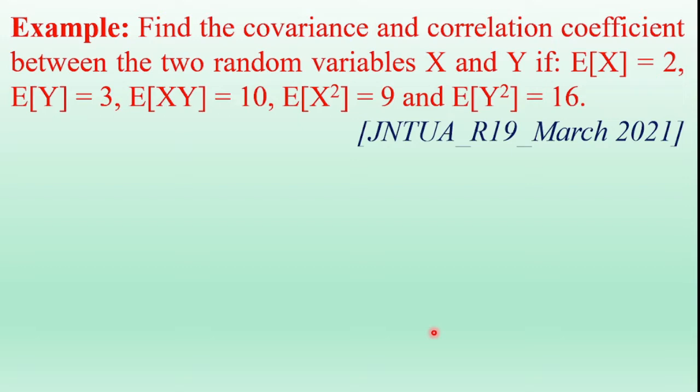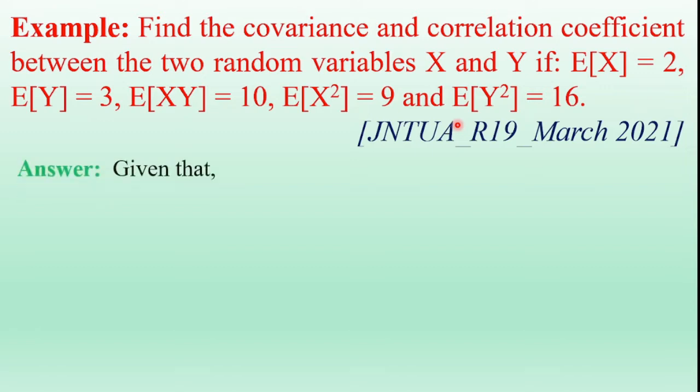In this video, I am going to discuss an example of covariance and correlation coefficient of random variables. This is a previous examination question. The example is: find the covariance and the correlation coefficient between two random variables capital X and capital Y if expectation of x is equal to 2, expectation of y is equal to 3, expectation of xy is equal to 10, expectation of x square is equal to 9, and expectation of y square is equal to 16.